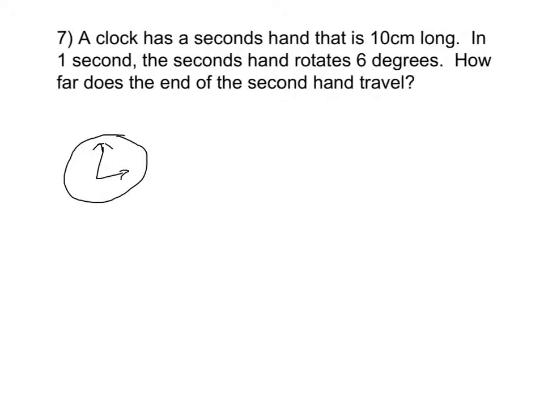A clock has a seconds hand that is 10 centimeters long. In 1 second, the seconds hand rotates 6 degrees. How far does the end of the second hand travel?